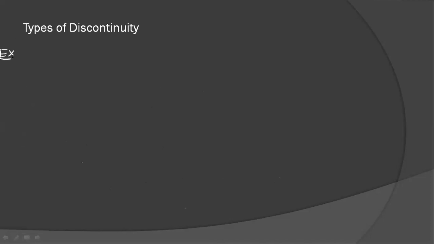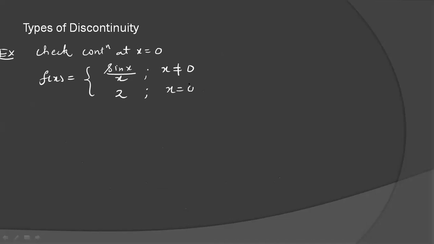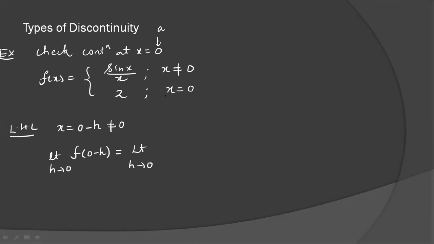Take an example based on removable discontinuity. Check continuity at x equal to 0. Fx equal to sin x by x when x is not equal to 0, and it is 2 at x equal to 0. If you find the left hand limit, right hand limit, take the left hand limit. x equal to 0 minus h. I told you left hand is a minus h, and a is given as 0 here. Then it will be limit h tending to 0 of f of 0 minus h. It is not equal to 0, it is less than 0. So you have to pick the function sin x by x and put x equal to 0 minus h upon 0 minus h.